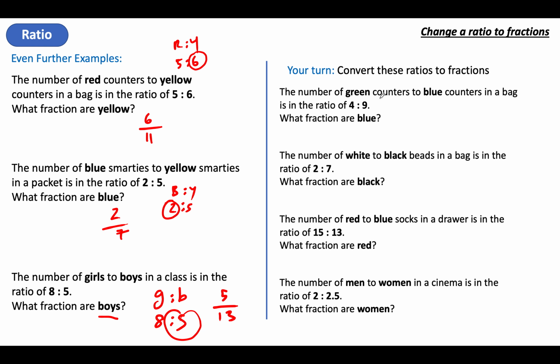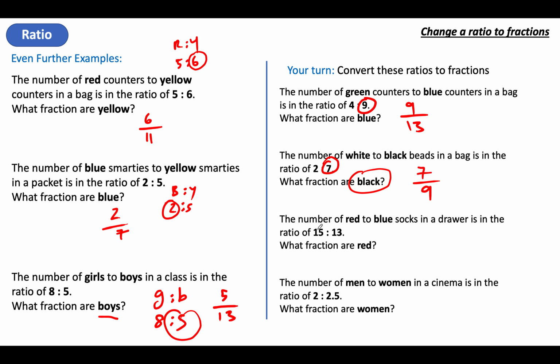Right, green to blue. Blue is the second one, and that's the one I want. What's fraction of blue? That's 9 out of 13, as 4 and 9 makes 13. White to black is 2 to 7, and I want the number that are black, which is the second part of it, which is 7. So that's 7/9, because 2 and 7 makes 9.